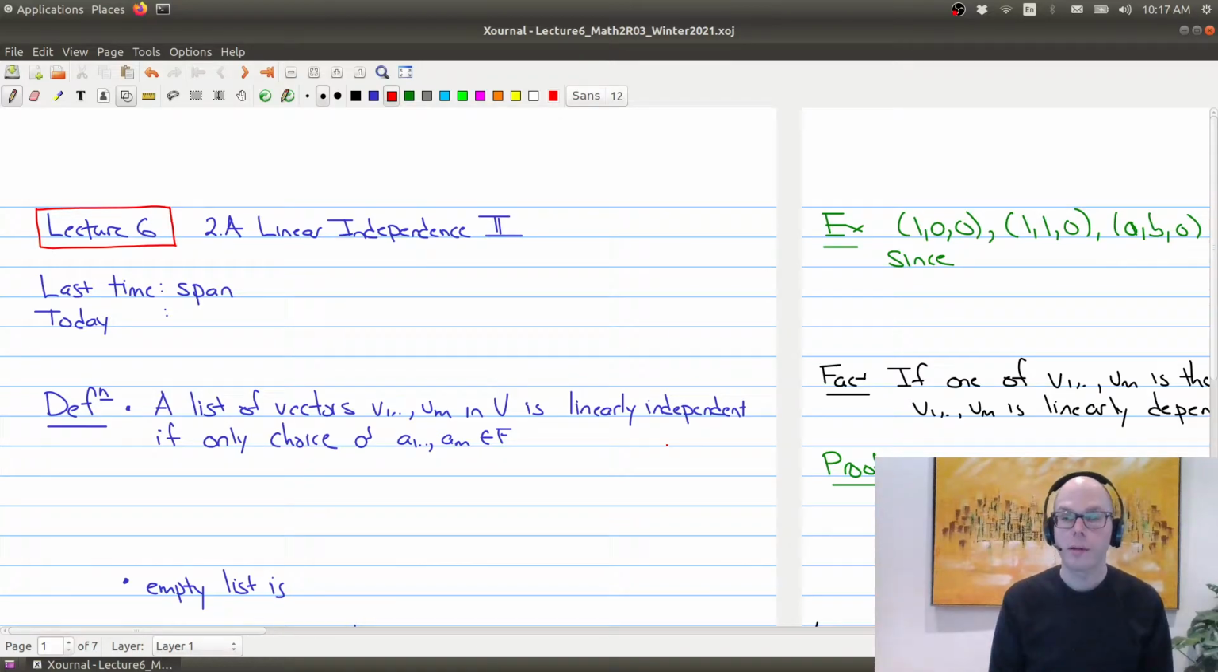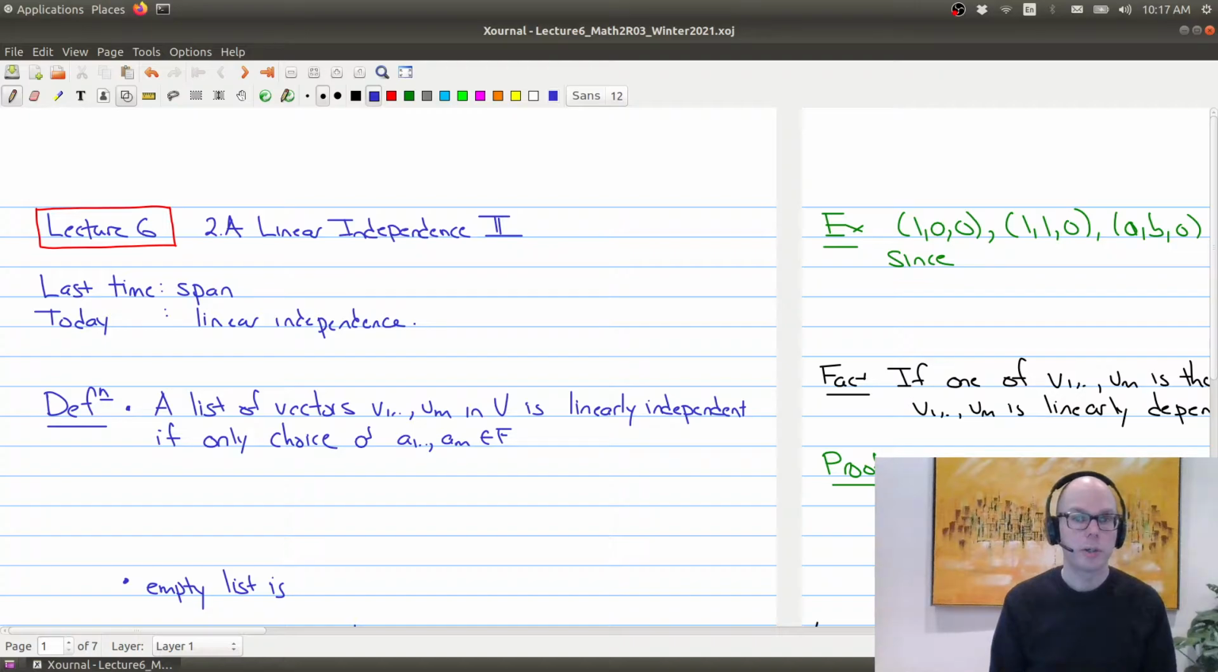In Lecture 6, we're going to be looking at Section 2.A of the textbook on linear independence. We're going to finish up some of the material from that section. Last time we looked at the span, and today we want to look at linear independence. Like the span, this is a term you would have seen in Math 1B03, but now we're going to talk about what it means for a general vector space.